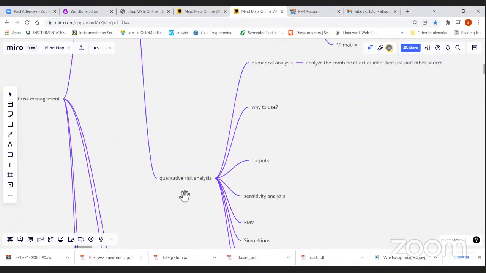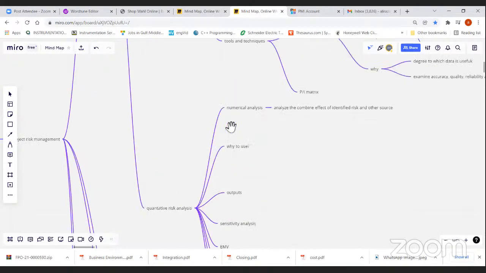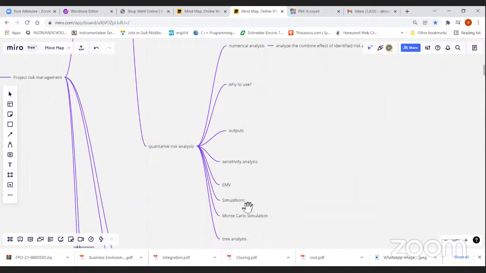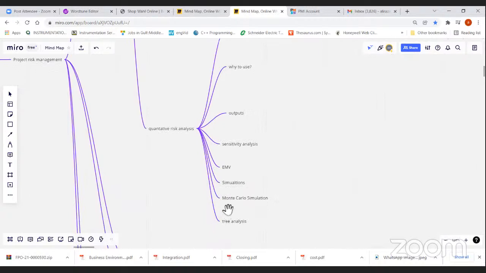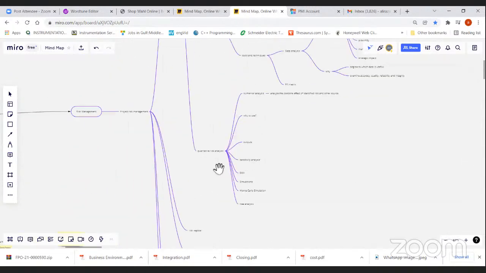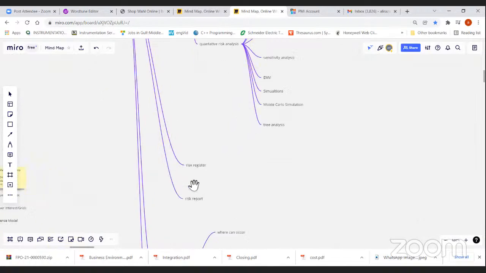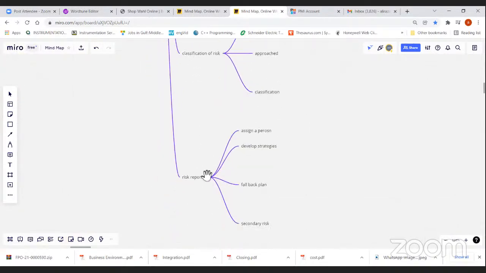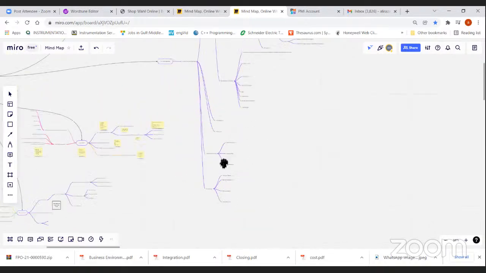Then there is a quantitative risk analysis where we are going numeric analysis, output sensitivity analysis, EMV, simulation, Monte Carlo simulation, and tree analysis. These are basically very expensive, so we are mostly covering the qualitative analysis. And if there is a project requirement, then we are going to use that one. Otherwise, we mostly use qualitative analysis. Then there is a risk register, risk report, classification of the risk, where it can occur, approach, classifications. Then risk responses: assign a person, develop strategies, fallback plans, secondary risk.